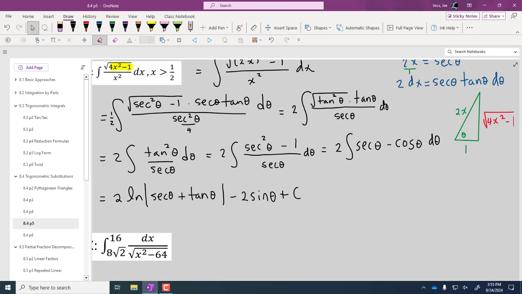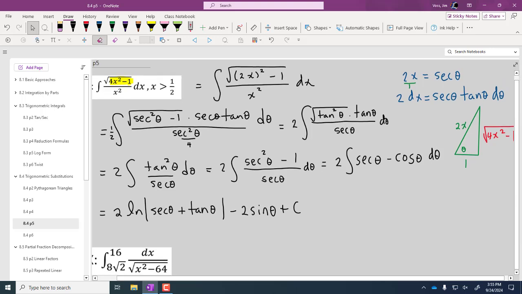Why does it say that x is greater than 1/2? Just so that you're not taking the square root of a negative. If x was 0, you'd have the square root of negative 1. So it's just the natural domain.